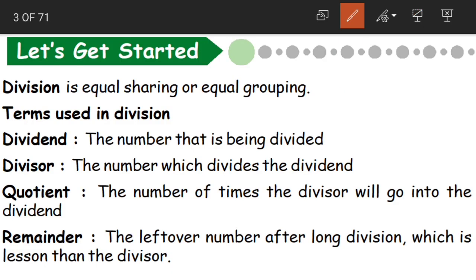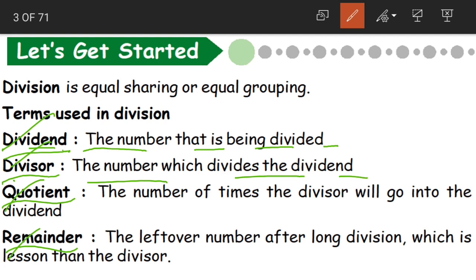Now what about division? In division also we have 4 terms that are used: dividend, divisor, quotient and remainder. Now what is the dividend? The number that is being divided. And what is the divisor? The number which divides the dividend.